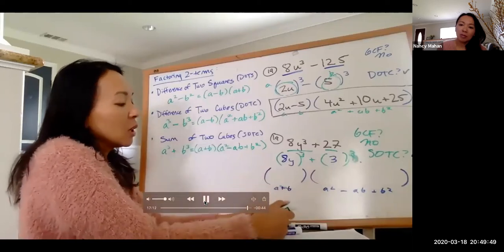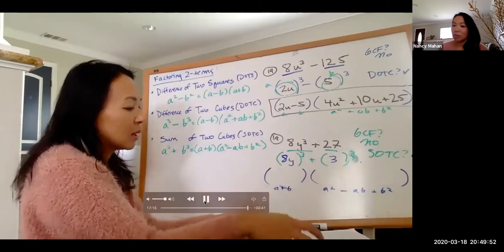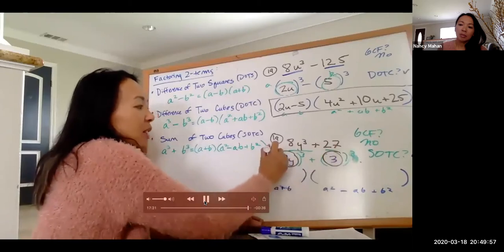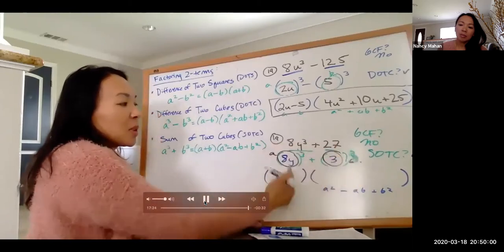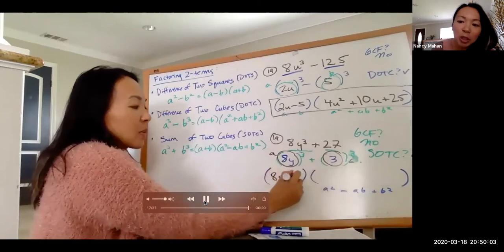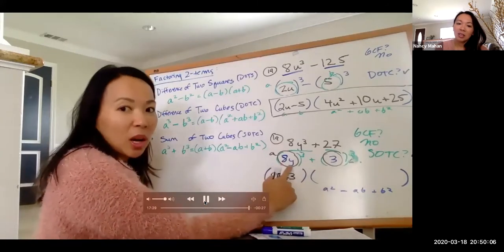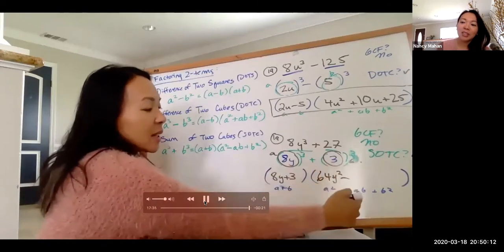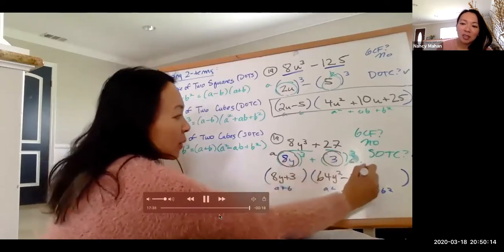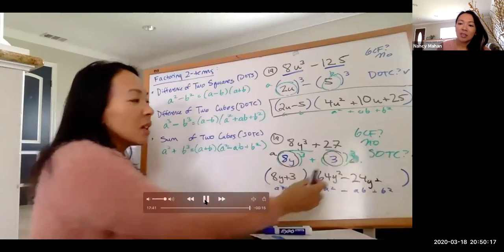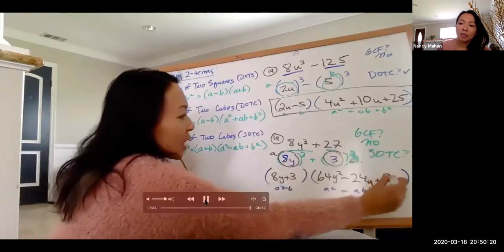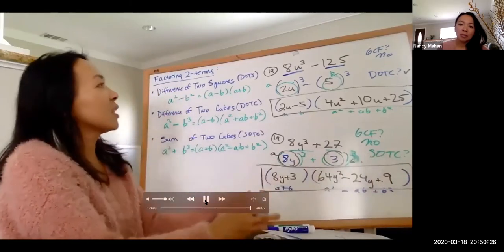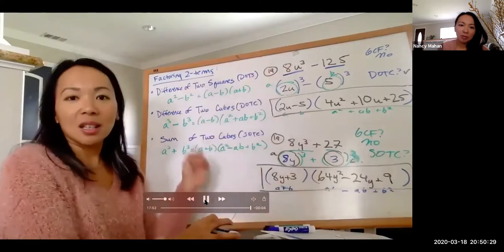So here, when I do this problem, I'm going to get a plus b. This is my a and this is my b. So a plus b is 2y plus 3. A squared, so 2y being squared is 4y squared. Then minus a times b, 2y times 3 is 6y. And then plus b squared, so 3 times 3 is 9. Ta-da! And that, my friends, is how you factor two terms using dots, doctica, or softica.